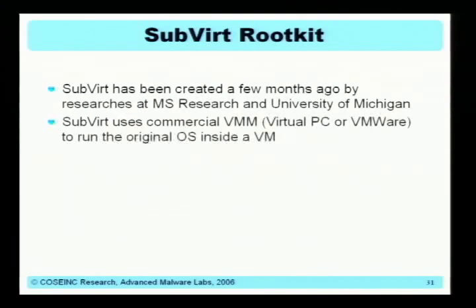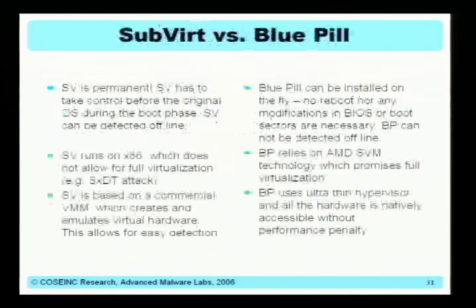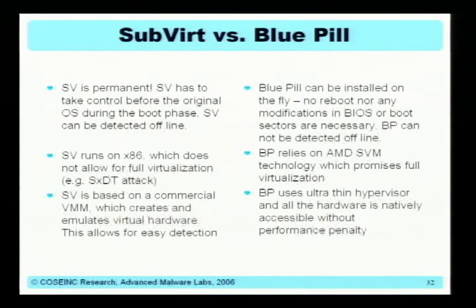Okay, the SubVirt rootkit was released a few months ago by Microsoft Research and the University of Michigan. It uses a commercial VMM, either Virtual PC or VMware, to run the original OS inside a VM. And it's necessary to compare those two creations. So SubVirt is on the left and BluePill is on the right. SubVirt is permanent. It needs to be permanent, because it must take control before the original operating system. BluePill is not persistent. It works on the fly, so no modifications are necessary to disk sectors.